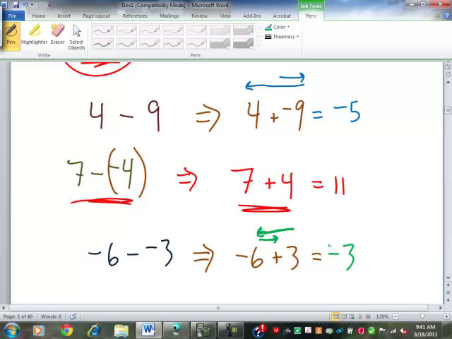That's going to take a while to get used to. Try not to get frustrated. It's something that we're going to have to go over and over and over the next several weeks.